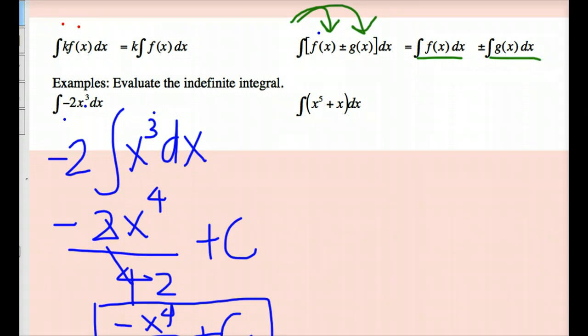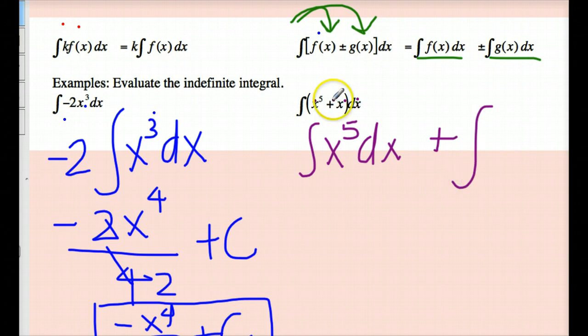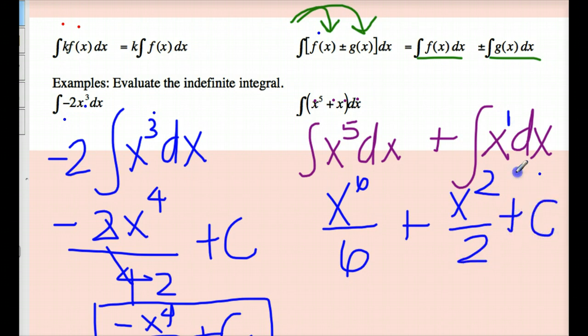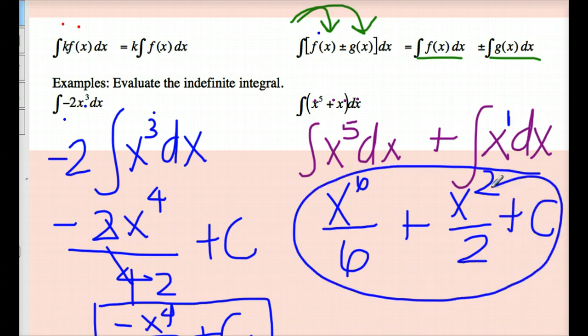But what we'll do is I'm going to break this apart. And remember, this dx belongs to both pieces inside the parentheses, so I get the integral of x to the fifth dx plus the integral, and I use the plus sign because there's a plus sign right there, x dx. So I notice I have powers, so I'm going to add 1 to the power, which is a 6, divide by the power, plus I have an imaginary 1 here, so I'm going to get x squared divided by 2, and at the end I need to make sure I have that plus c. And then you're done. So these are some of the basic integration rules.